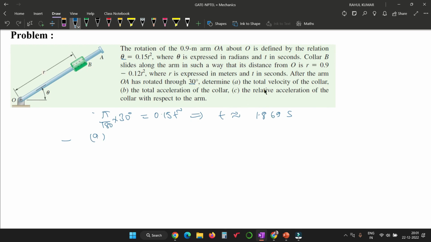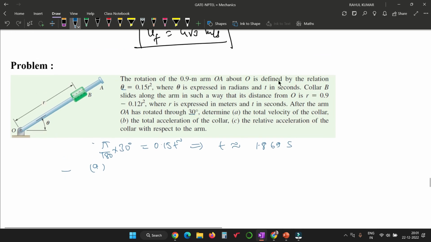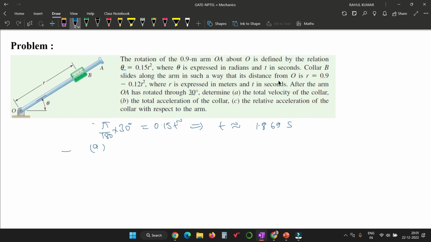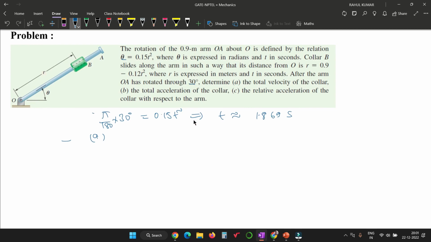In part A, it is asking the total velocity of the collar. I'm not going through that formula, because that formula is not so easy. If you can remember it, then there is no problem. But suppose you are not trying to apply that formula, what will you do? R vector equals r er, right? R is already given: 0.9 minus 0.12 t square, er.